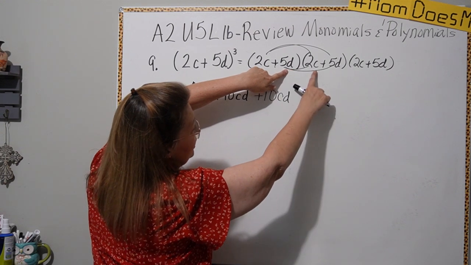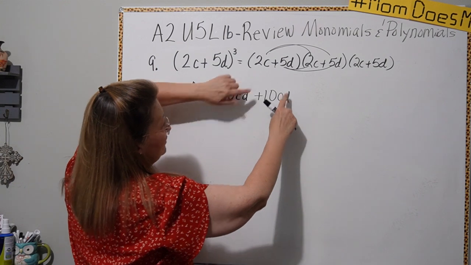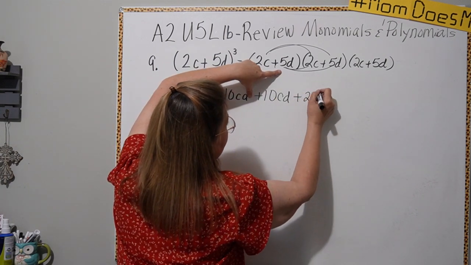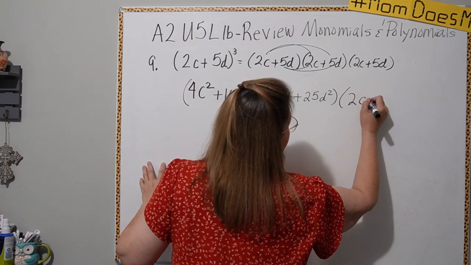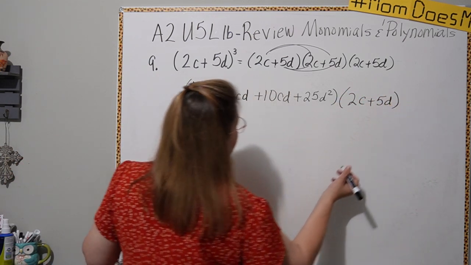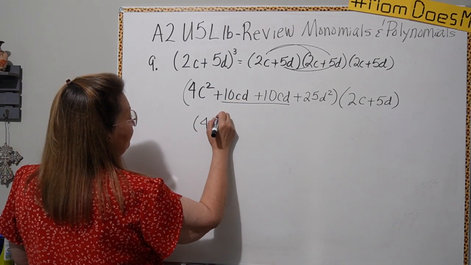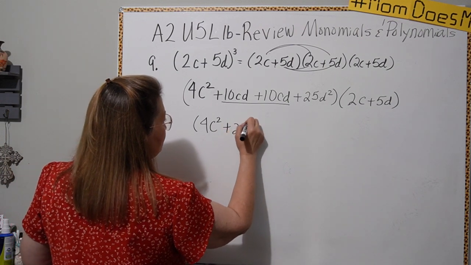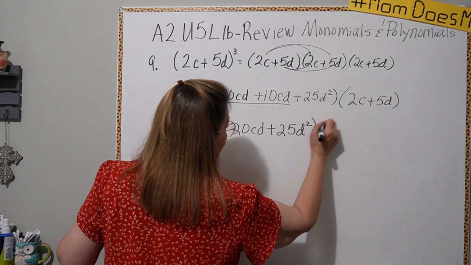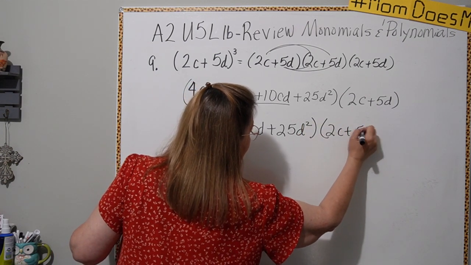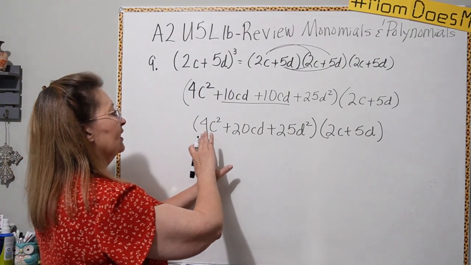Even though the d is first here, if you put them in alphabetical order, that's going to make it easier to see where you have a match. Then 5d times 5d is 25d squared. And we still have the 2c plus 5d to contend with. But before I do that, I'm going to go ahead and add these two together. So now I have 4c squared plus 20cd plus 25d squared times 2c plus 5d.